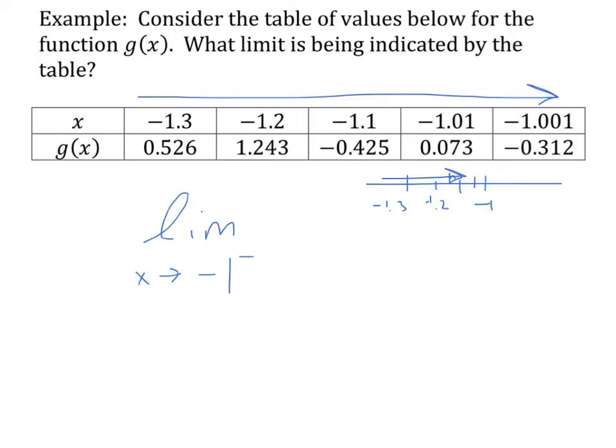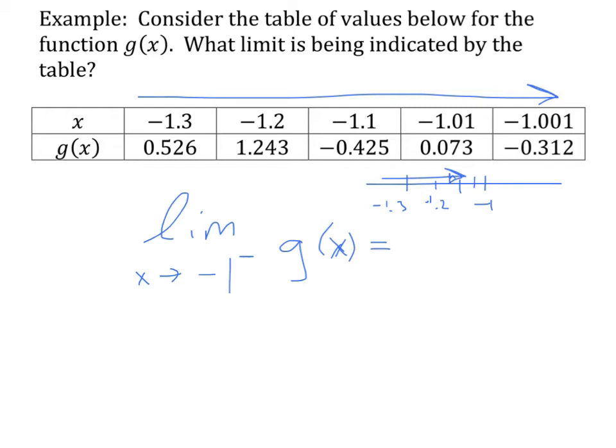The question is, what is this function approaching? As I plug in numbers that are closer and closer to -1, are my y values approaching something? And as you look at these y values, like 0.5, then 1.2, then -0.4, then positive 0.07, then -0.03, it doesn't really feel like they're getting anywhere. It doesn't feel like they're approaching it. In the last problem, we were really getting closer and closer to 15.